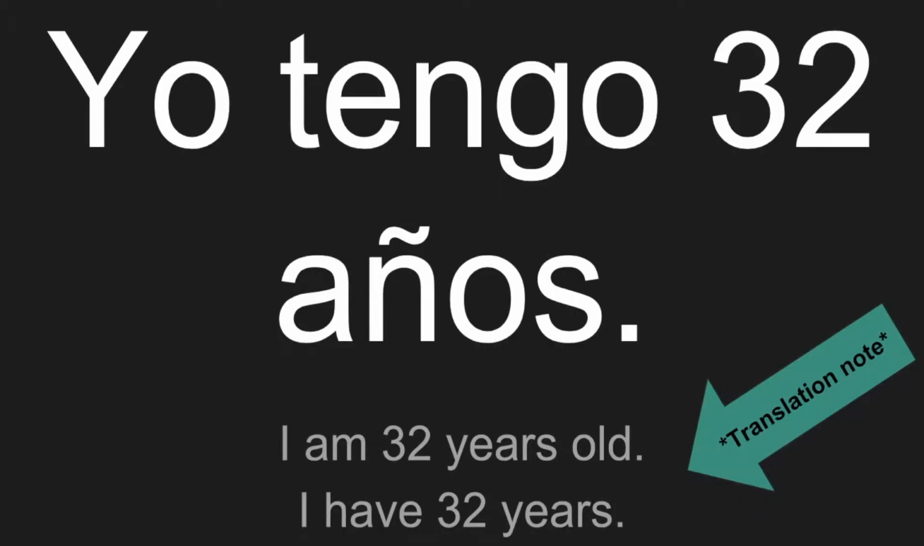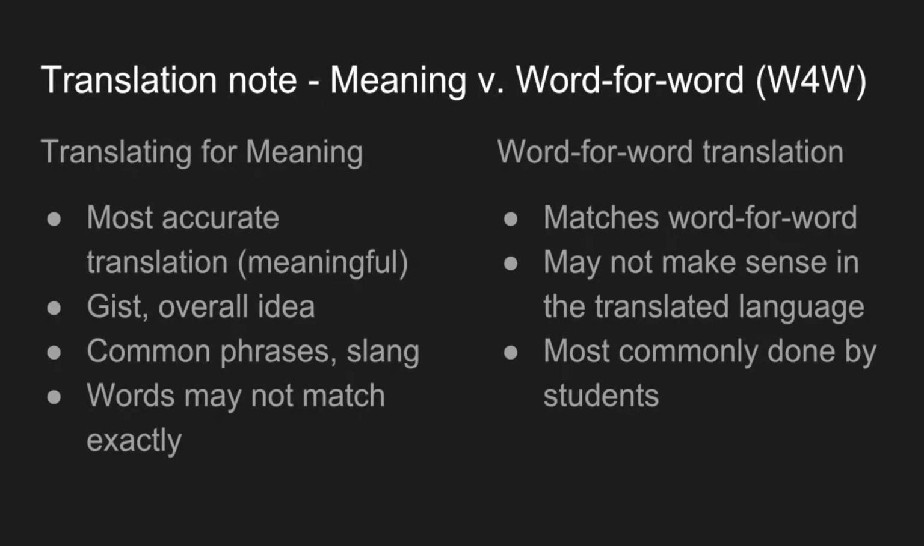All right, so here we have the phrase, yo tengo 32 años. I am 32 years old. I have 32 years. Now we need to talk a little bit about these translations. So meaning versus word for word. Okay, so there are two types of translations. You can translate for meaning or you can translate word for word.